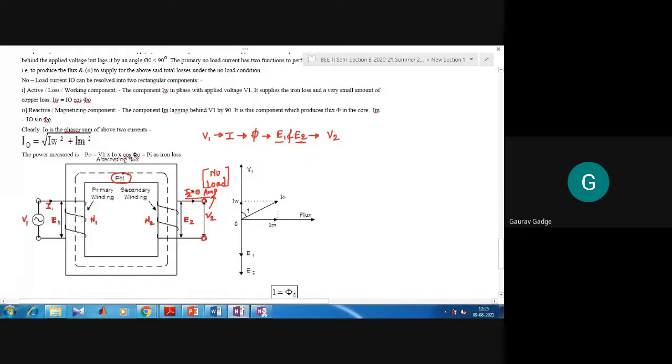Now we have only the current passing through the primary winding, and as this current is passing under no load condition, it is named the no load current. Instead of calling that current I1, it is represented as I0, and that I0 is called the no load primary current.